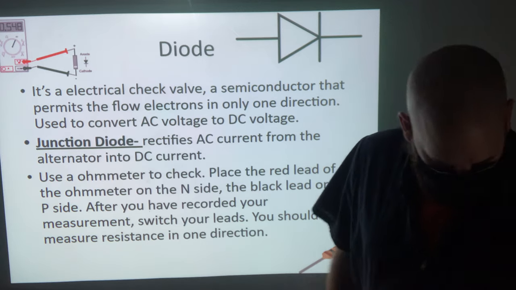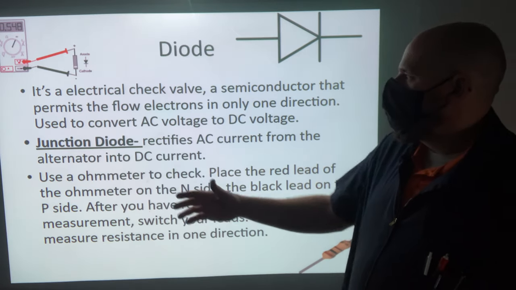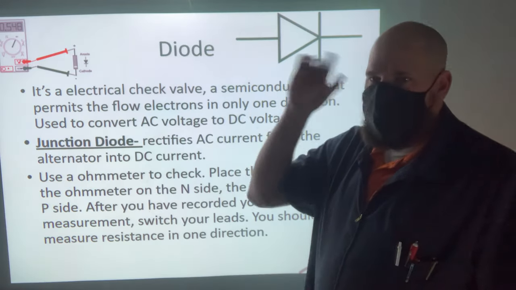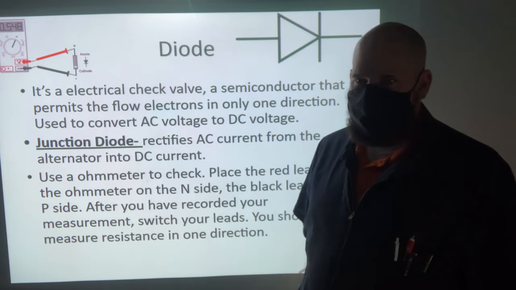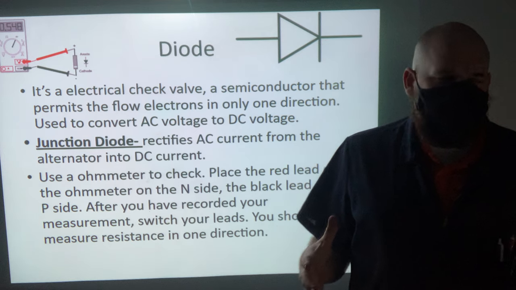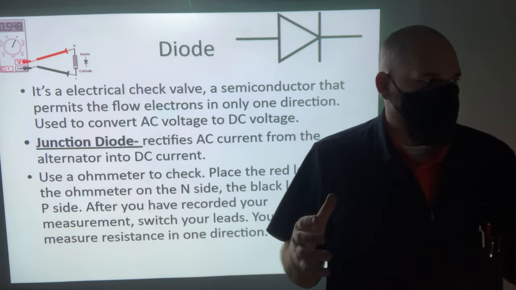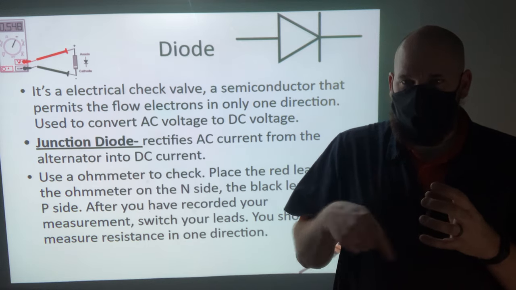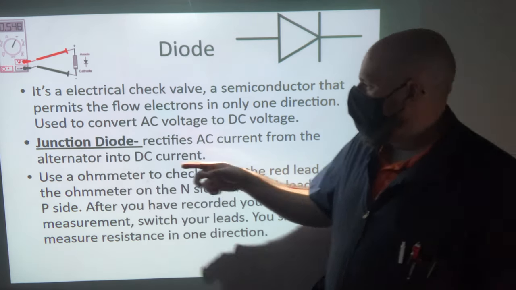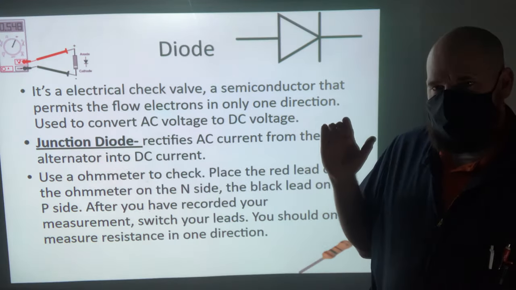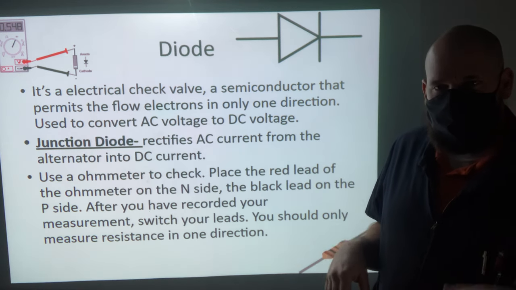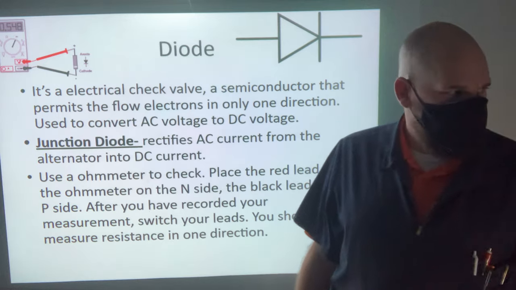So, alternating current, AC current, goes back and forth, right? Direct current goes in one direction. Does that make sense? So the alternator in your car actually produces AC current, alternating current. But because of a junction diode, it makes it to where it only goes in one direction and turns it to DC. You good with that?